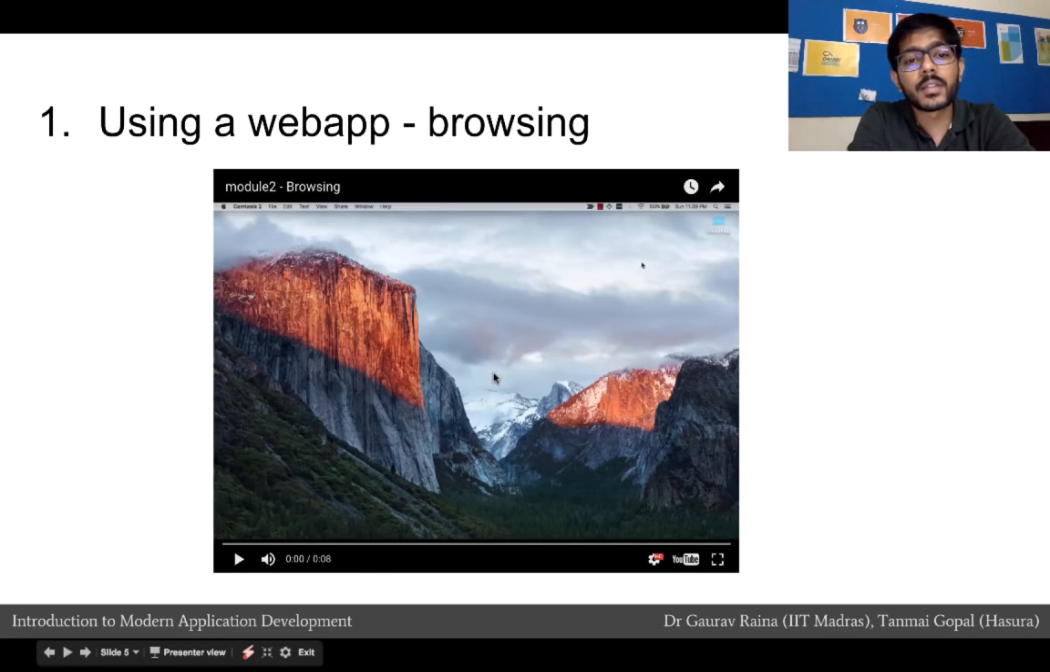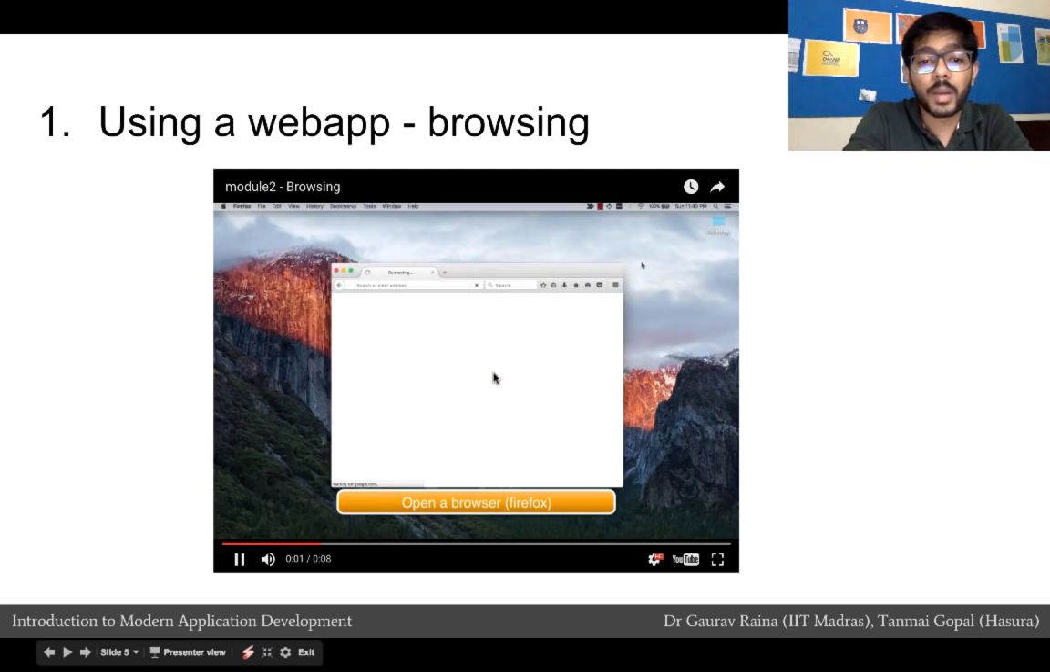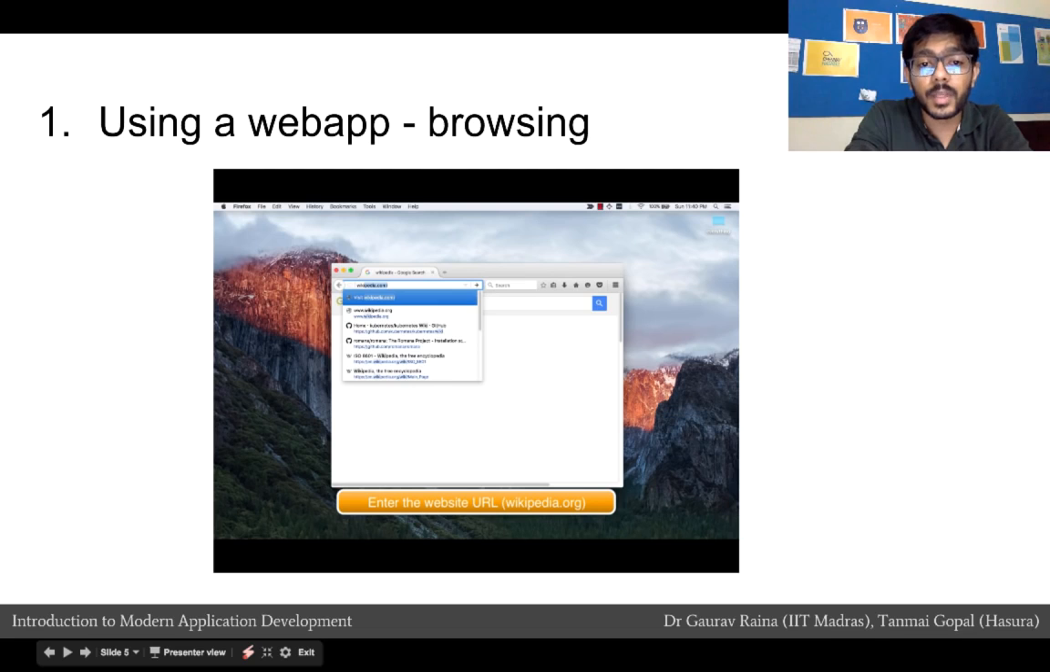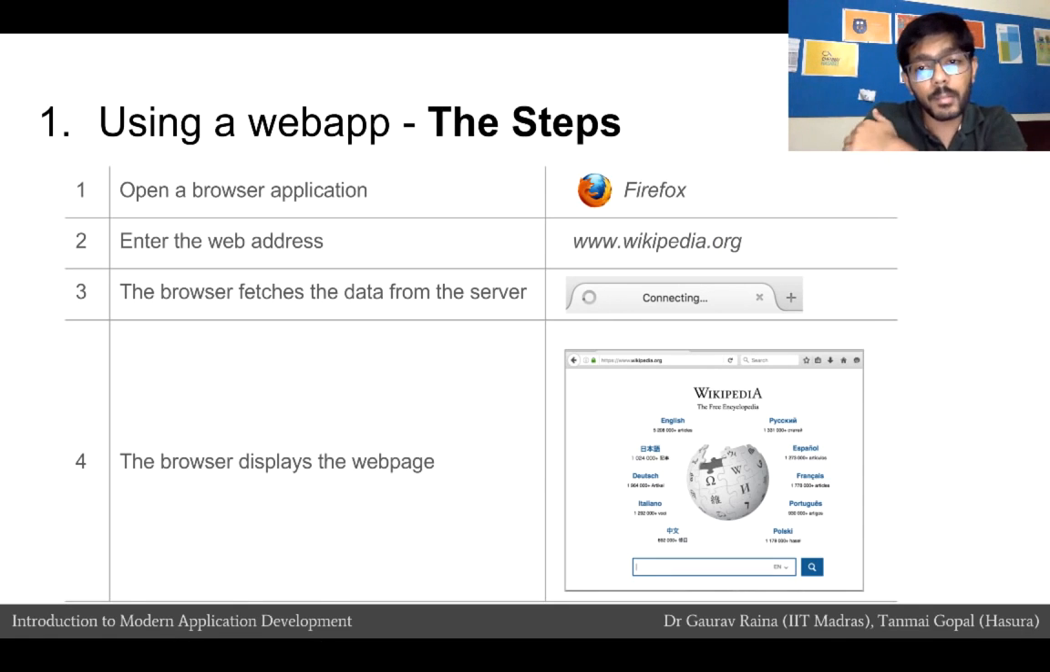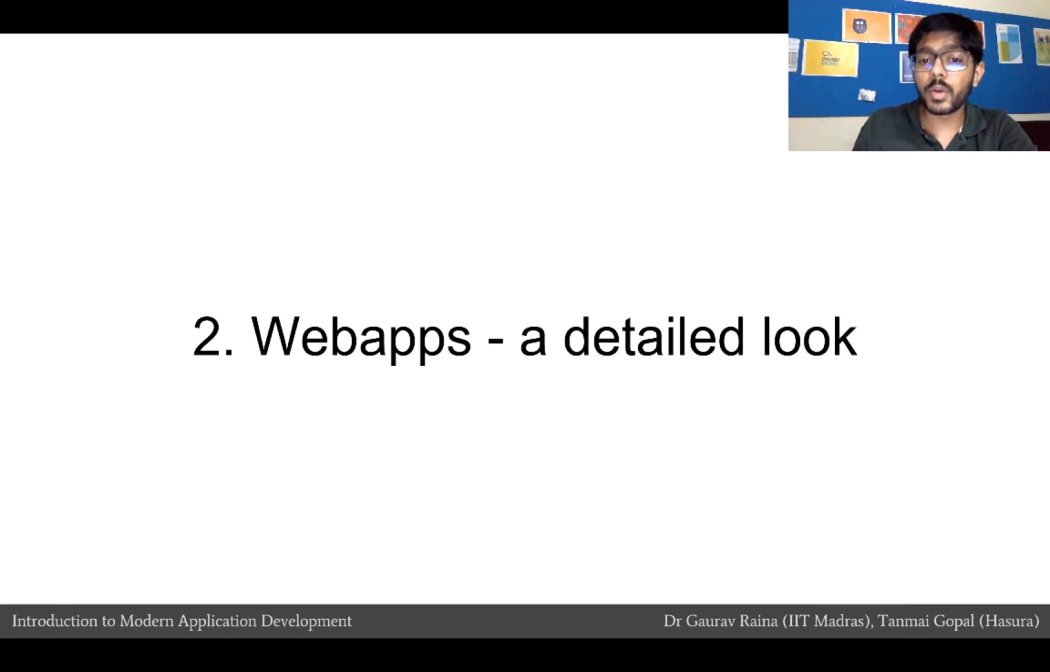So let's look at the typical experience of using or browsing a web app. For example, we open up Firefox, we enter the Wikipedia address, Firefox loads the page, and we see the Wikipedia page. If we look at this carefully, there are four main steps that we followed. We opened up something called a browser, we entered the web address, the browser fetched the data from the server, which is where you saw this tiny connecting icon and the blue icon, and then the browser displayed the web page. These are the four steps that we did. Now let's go into a more detailed understanding of what each of these four steps are.